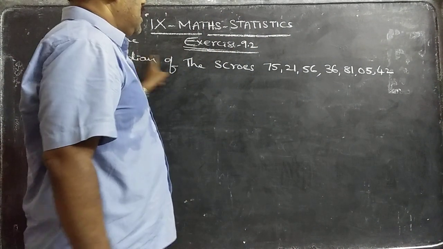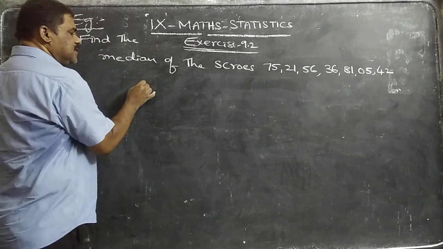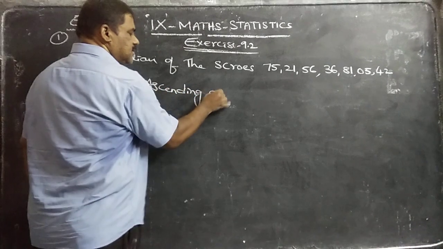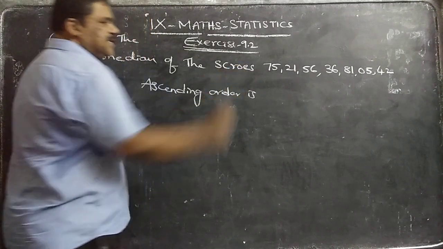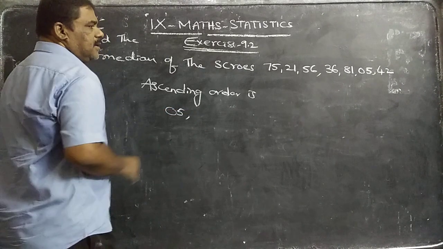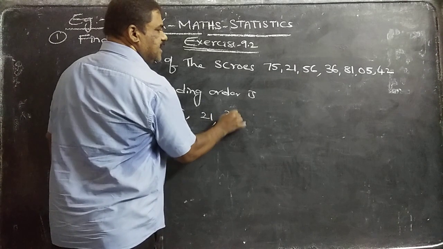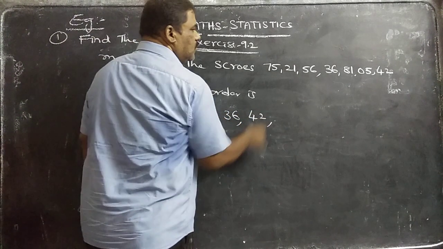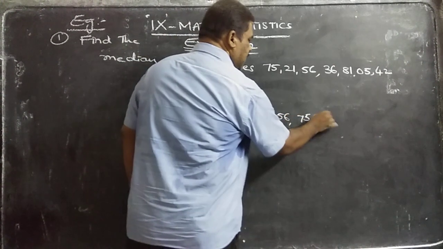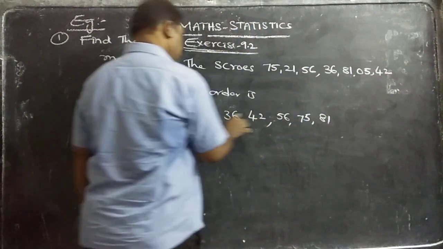Now here ungrouped data is given. Now we should write the median. So for that, first you write the ascending order of the given data. Let us write the ascending order. The least one is 5. Next after 5, 21. Next 36, 42, 56, 75, 81. 1, 2, 3, 4, 5, 6, 7.